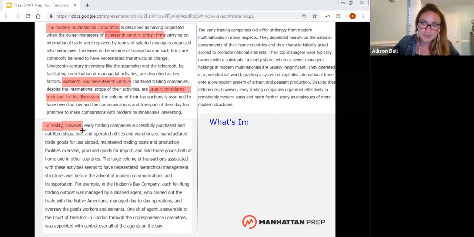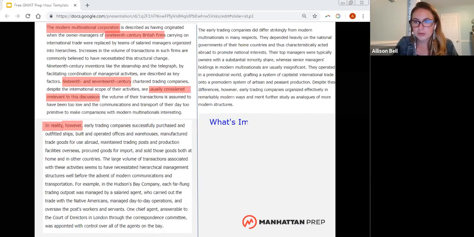That's really important because maybe I didn't totally understand everything that happened in the first paragraph, but I did grasp that they said 16th and 17th century companies are typically irrelevant to this discussion. And now they're saying in reality, however, so I can anticipate that this next part is going to be all about how they are relevant to this discussion. Latching onto those contrast words helps me understand the relationship between ideas and helps me get a big picture framework, even if I don't totally understand all of the details of this passage.